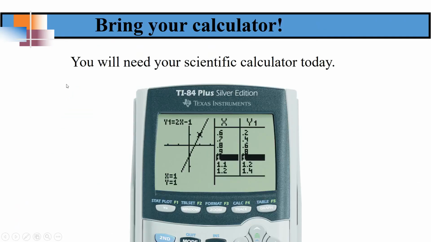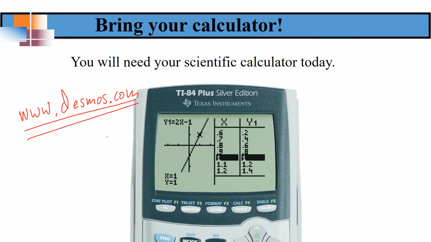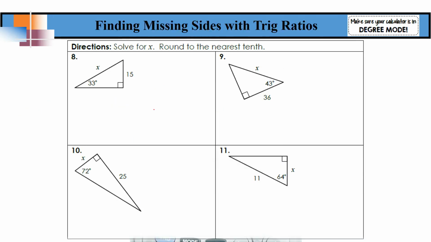The other thing that you're going to need, you need your scientific calculator today. If you forgot to bring that home, you can go to a website that has a free scientific calculator. I'll write it on the screen. It is www.desmos.com, and there is a free scientific calculator there. If not, just use your TI-84. All right, so let's pick up where we left off.